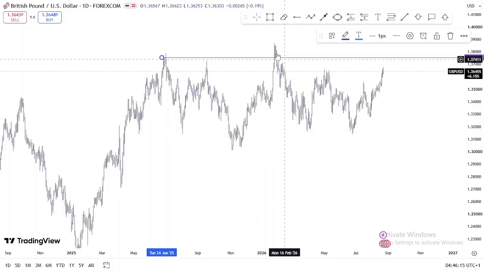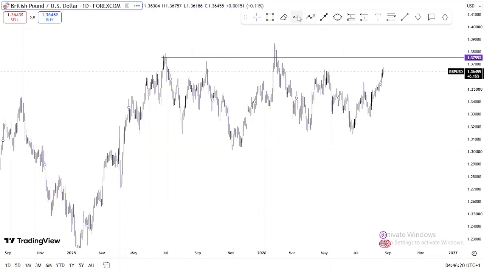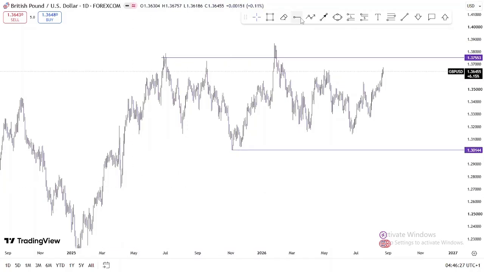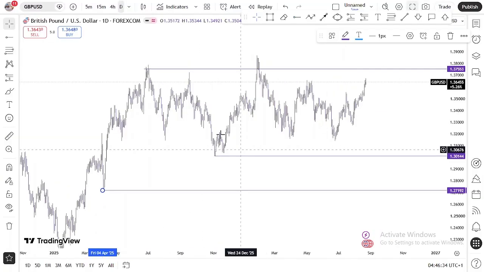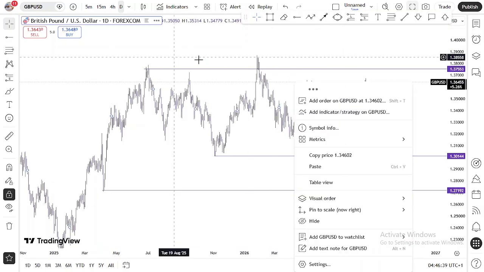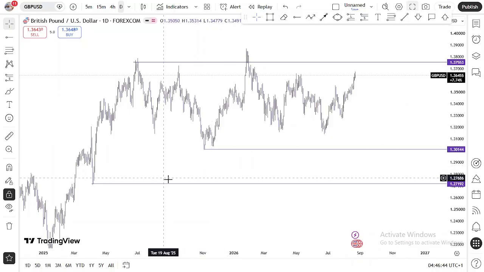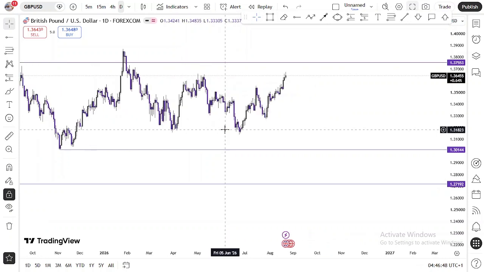So we have this major high here, and then we'll mark out this major higher low here, and then this one too. For reference, why is my drawing tool not locked? Two seconds, let me lock my drawing tools. So we have this high here, we have this internal higher low here, and then we have this major higher low here. So 3 areas on the daily.